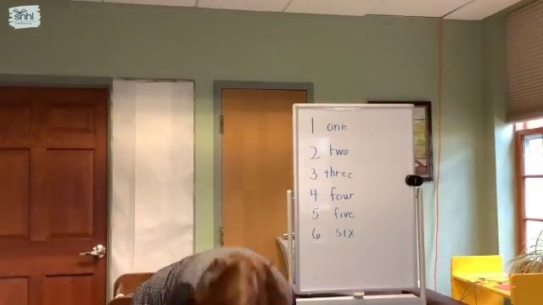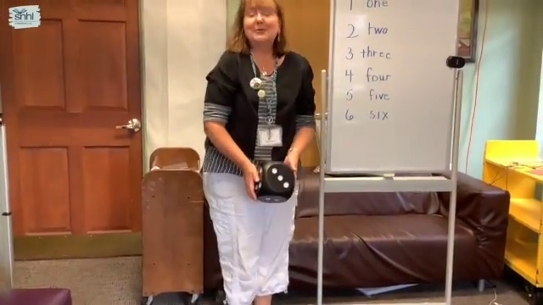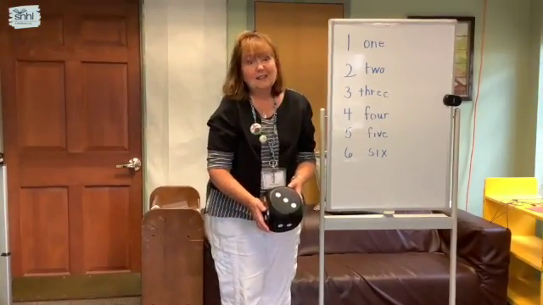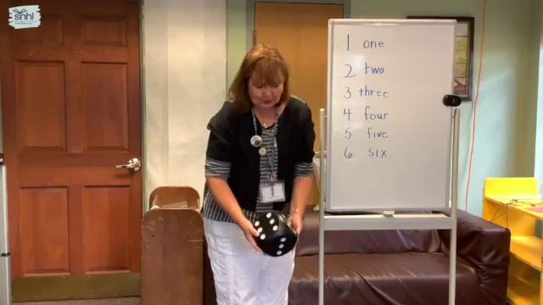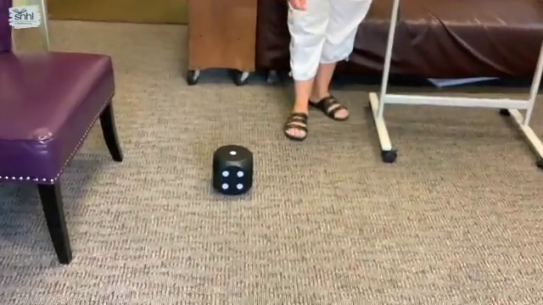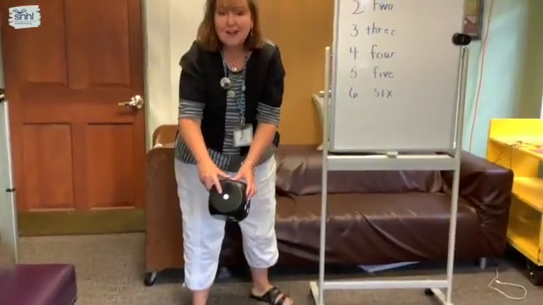Here we go. I'll take my die and I'll toss it, and we'll try to see if we can have it land on a number that is not the number 3, since we just counted to 3. Here we go. Oh, what have we got? Let's see. The number 1.